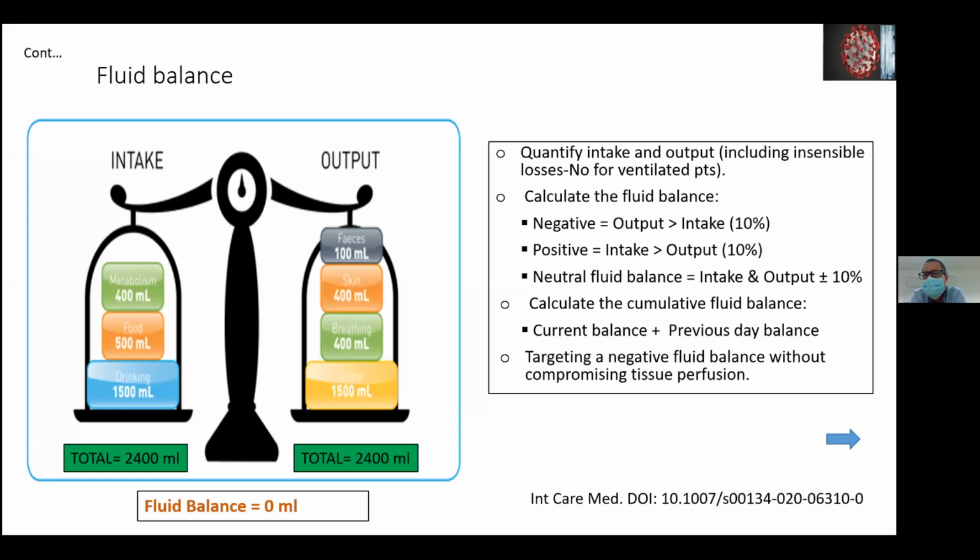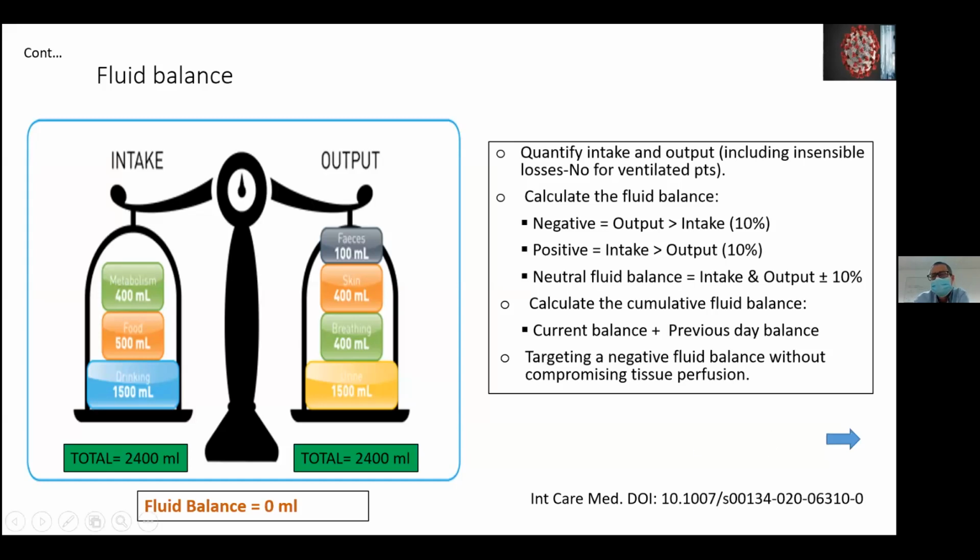And then you calculate the cumulative fluid balance. That is very important as well, because, as we will see later on in an example, the cumulative balance matters. Normally you calculate it as the current balance plus the previous balance, and that will make your cumulative balance. And you are targeting a negative fluid balance without compromising tissue perfusion.